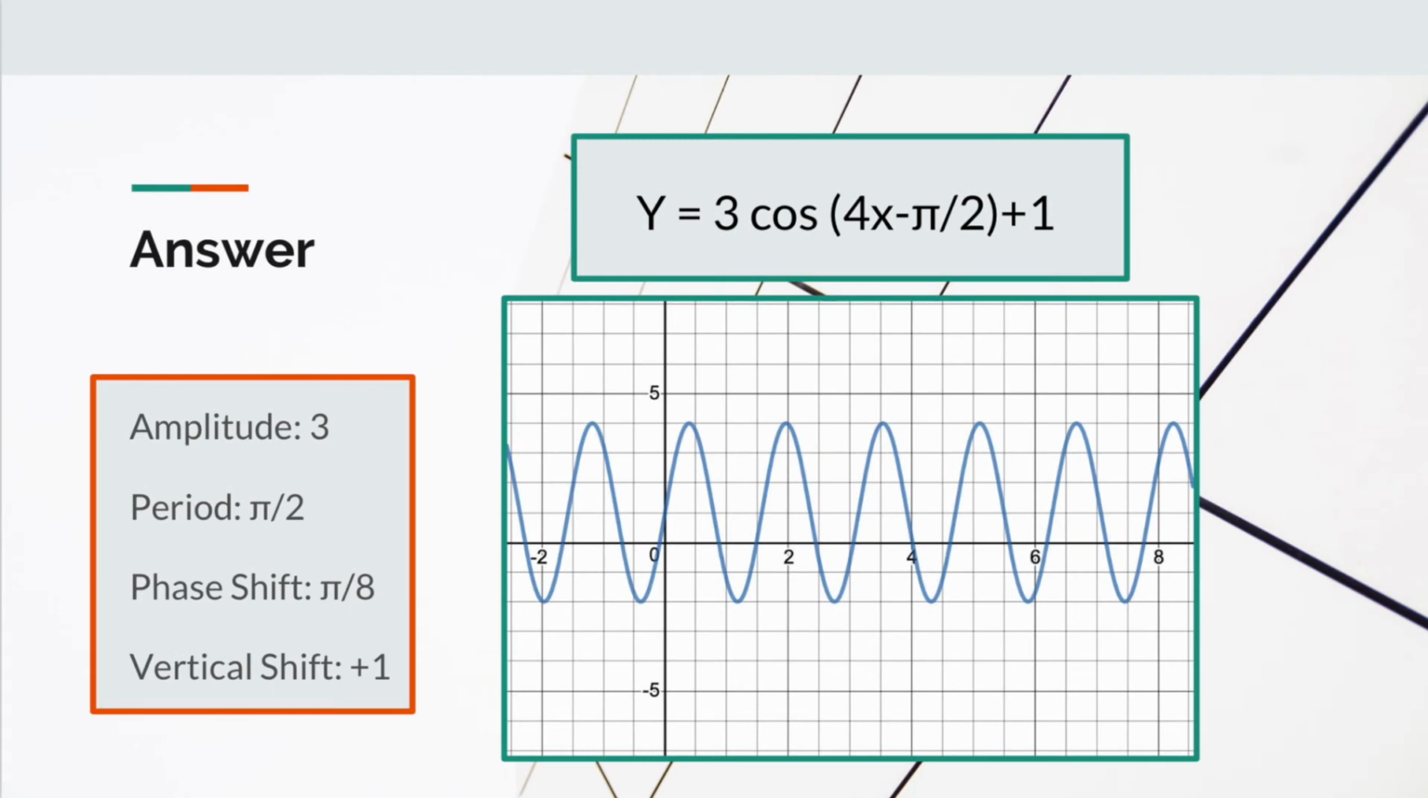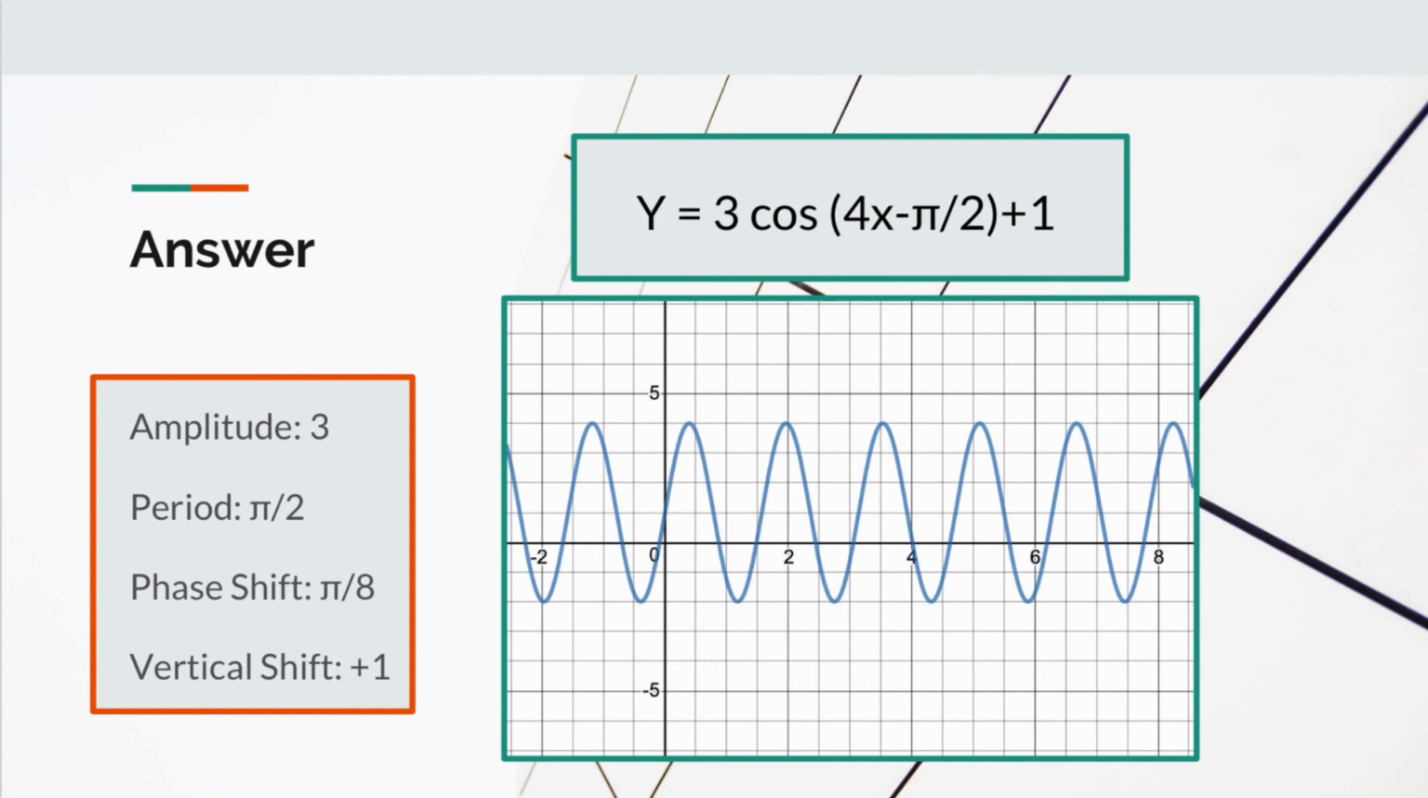Here's what your graph should have looked like, and here's what you should have got. An amplitude of 3, a period of pi over 2, a phase shift of pi over 8, and a vertical shift of plus 1. We know the amplitude is 3 because it's the value before cosine. However, it's 4 units above the x-axis. From that, we can infer that the vertical shift is plus 1.